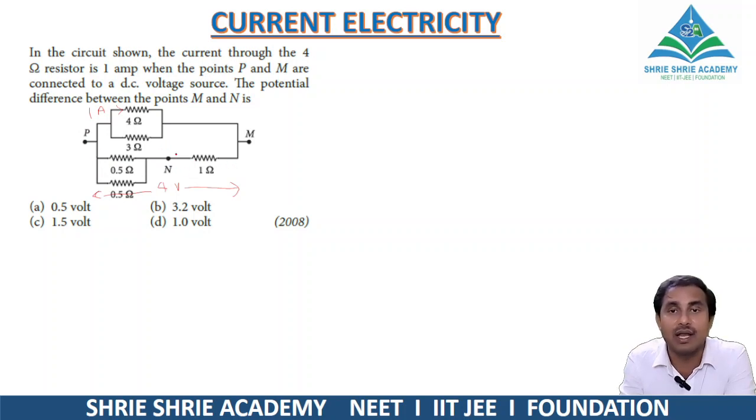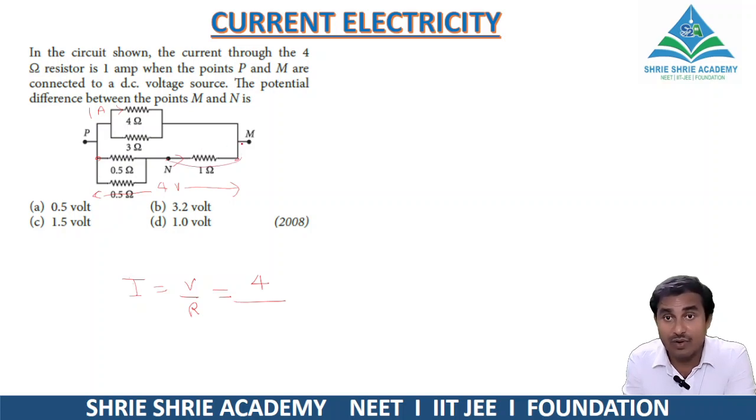Now you can find out the current here. The total voltage between this point and this point is 4 volt, and you can find out the total current. To find the total current, you use the formula I is equal to V by R. The potential difference from this point to this point is 4. The resistance is 0.5, 0.5, because you are trying to know the total current at this point, since he is interested in finding the potential difference between M and N, right?